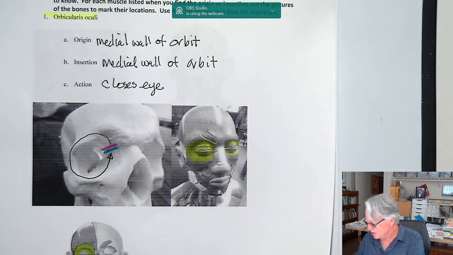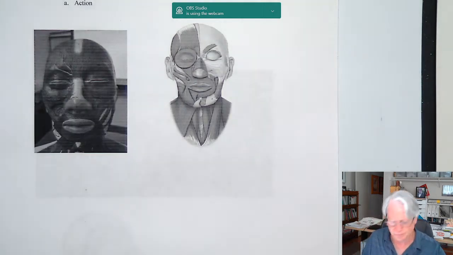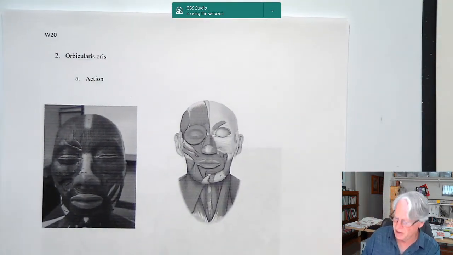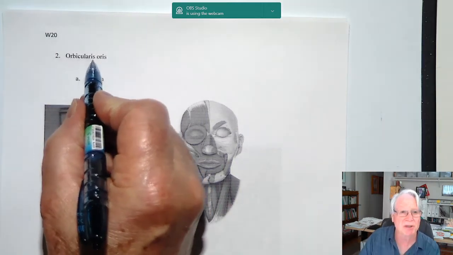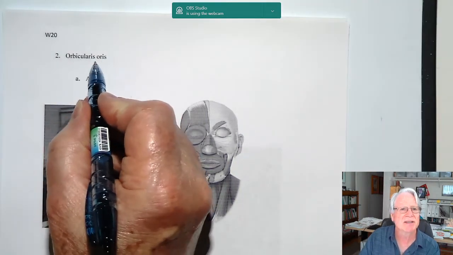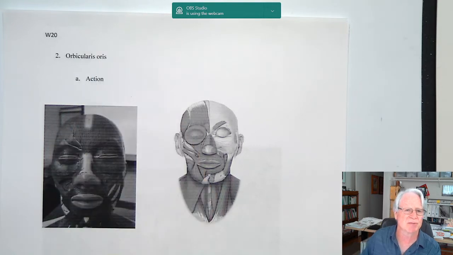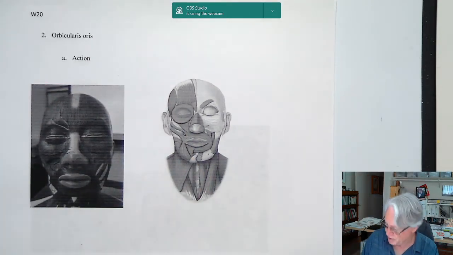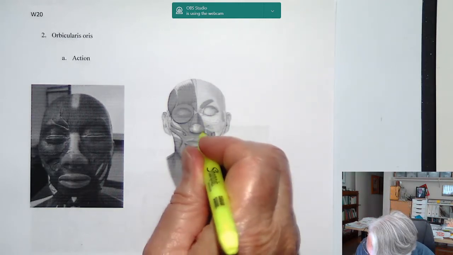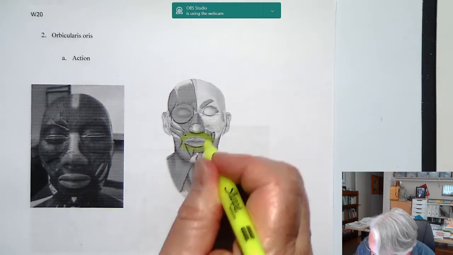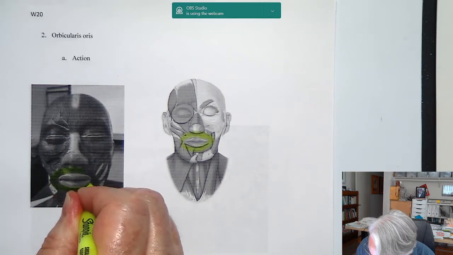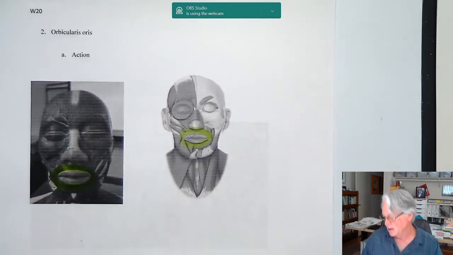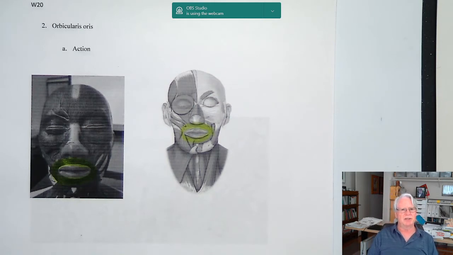All right, the next one, which is on the second page. So let's go to the second page. It is orbicularis oris. Once again, we've got that word orbicularis, meaning around. In this case, oris refers to the mouth. So it's a muscle around the mouth. This is a terrible image here, but nevertheless, you can see that muscle right here. We can also see it right there. Okay. So that's the orbicularis oris.